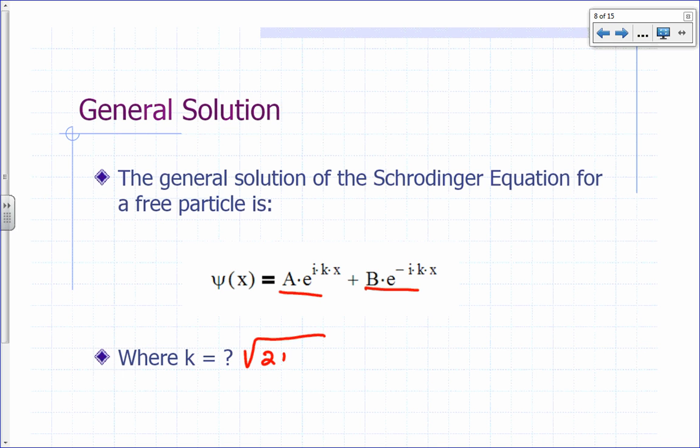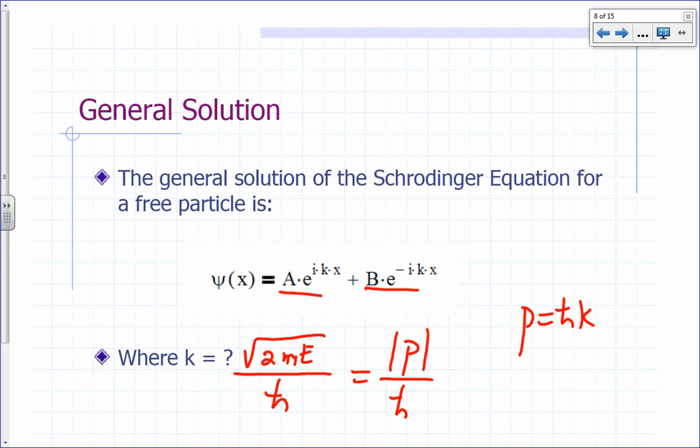Square root of 2mE over h bar. And square root of 2mE is really just the absolute value of momentum, over h bar. And so we said that the momentum is h bar k, right? And the energy is h bar k squared over 2 times m. We can just rearrange these equations.